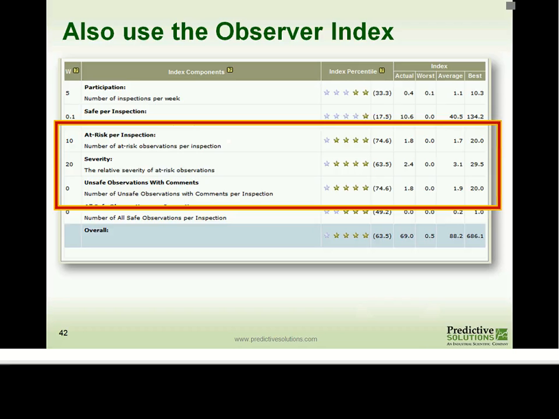We want to have the right number of risky things, not a whole lot that are 100% safe, and not a whole lot that are risky, and then go out, find, and resolve it. Use that observation intelligence to make a difference in people's lives.